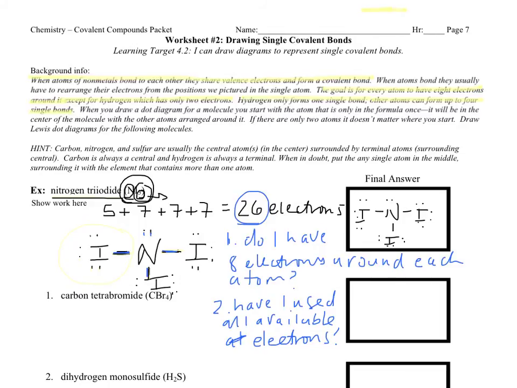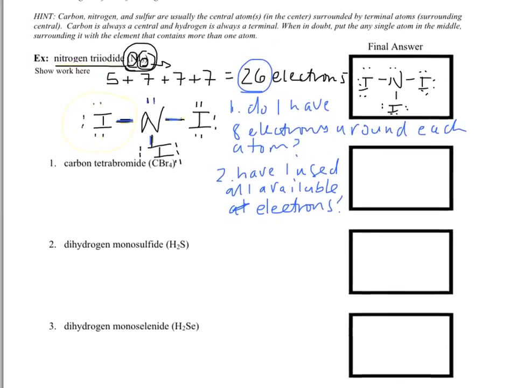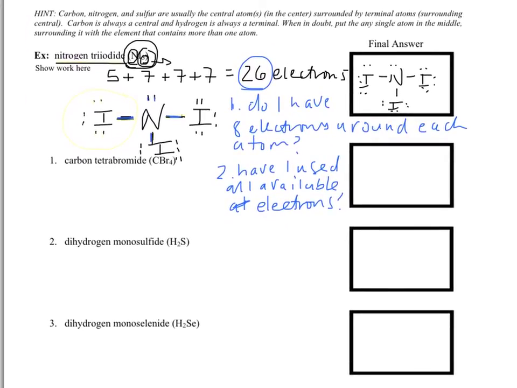Okay, now I think it would be smart if we did one more. And we're going to be strategic about that one. We're going to skip down to question 2. We're going to do this one together because it's got hydrogen in it, so it works a little bit differently. But some of the rules are still the same, okay?